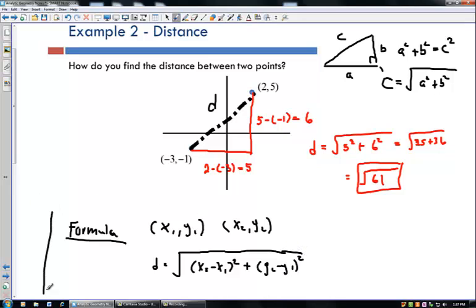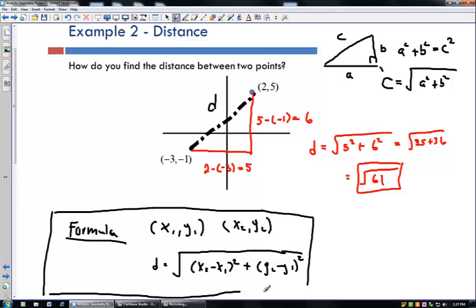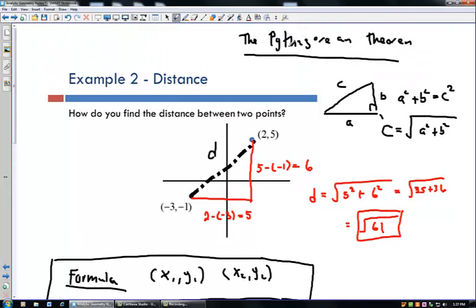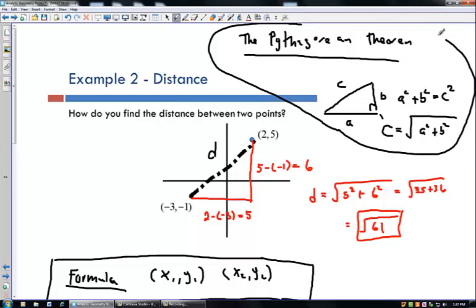Now, I'm sure you probably have this formula memorized or you have had it memorized at one time, but the significance of it is that it simply comes from this Pythagorean theorem. And that's what I want you to kind of pay attention to here. It simply comes from this simple statement that if you have a right triangle, then a squared plus b squared is equal to c squared.